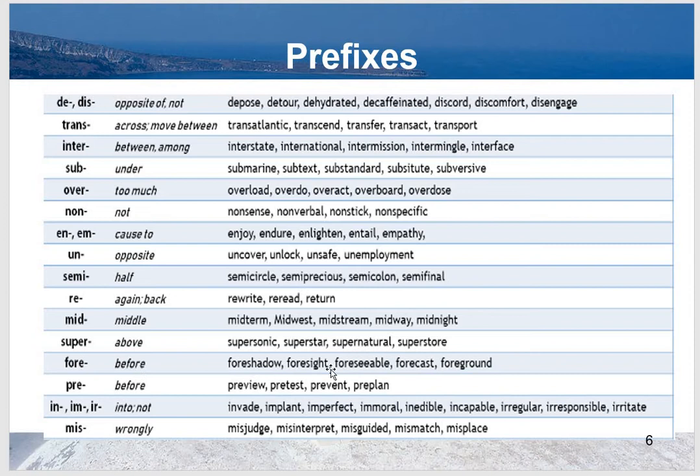Fore means before, foreshadow, foresight. Pre, before, preview, pretest. In, im, ir, their meanings are into or not. Invade, implant, imperfect. Mis means wrongly, misjudge, misinterpret, mismatch, misplace, misguided. So learn prefixes and their meanings. Then wherever you find that prefix, you will get the idea, an intelligent idea, of what the meaning of this word would be.